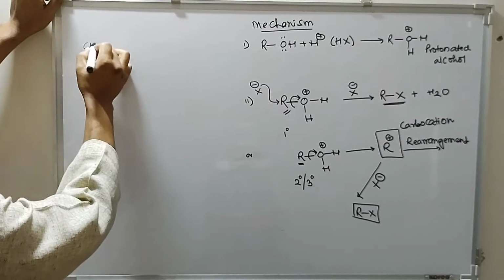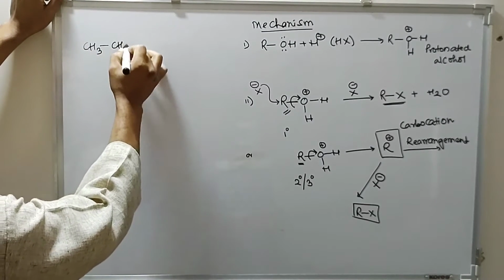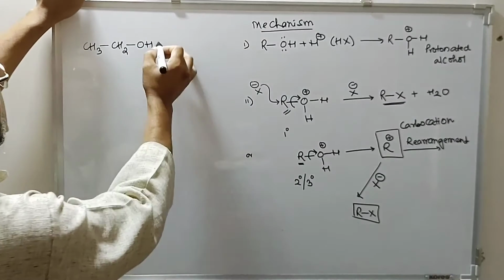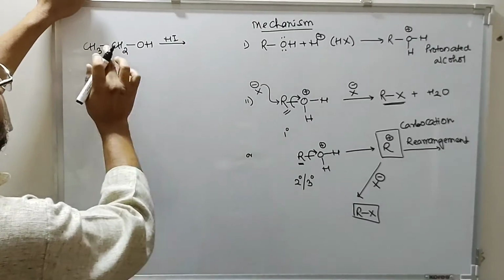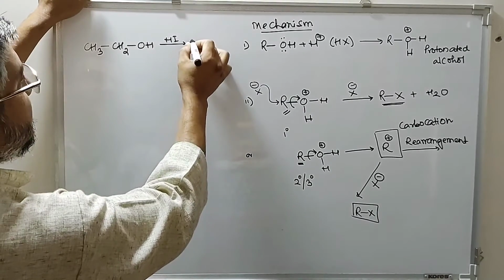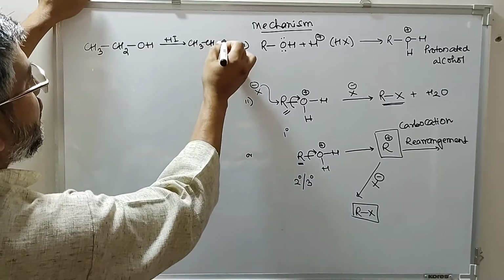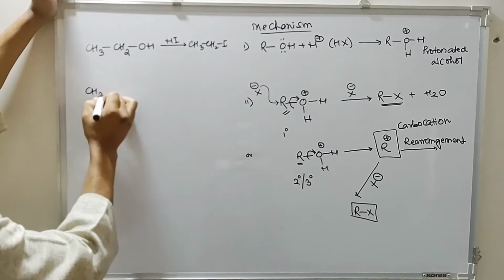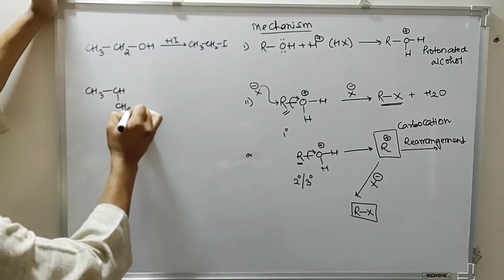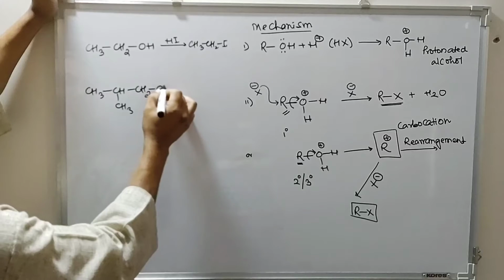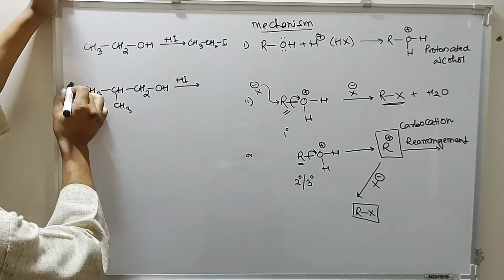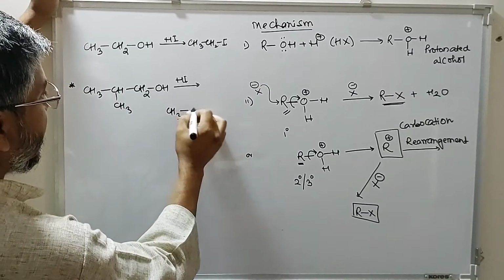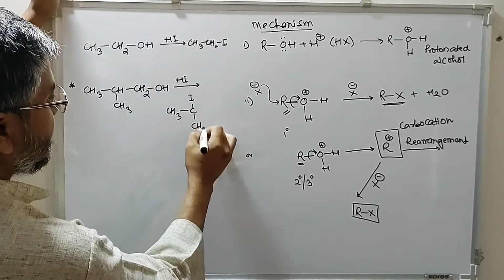Take this CH3CH2OH. This reacts with HI. This is primary, so there is no question of rearrangement. So this gives you CH3CH2I. Now take this CH3, CH3, CH2OH. Now this reacts with HI, and the product formed, look at this, I am giving this star mark. The product formed is CH3, CHI, CH3, CH3.